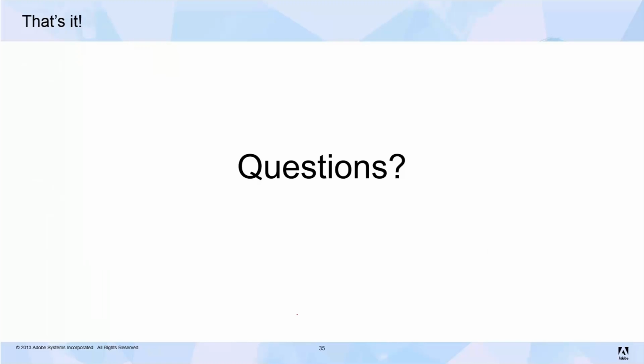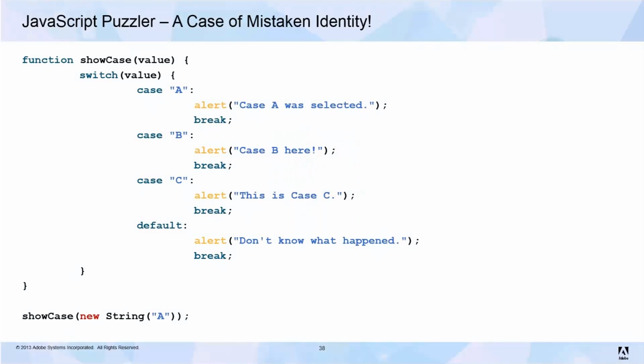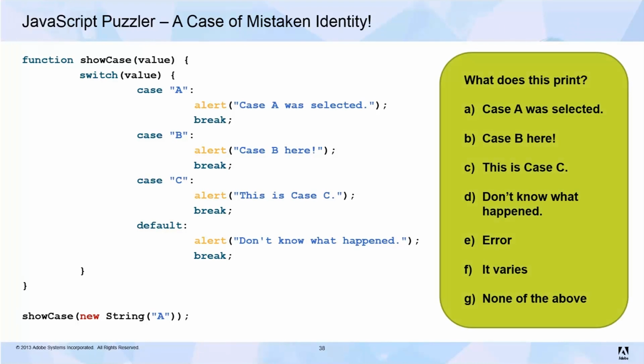I call this a case of mistaken identity. Okay? So, let you read that for a bit. I'll give the question now. The question is, what does this print?